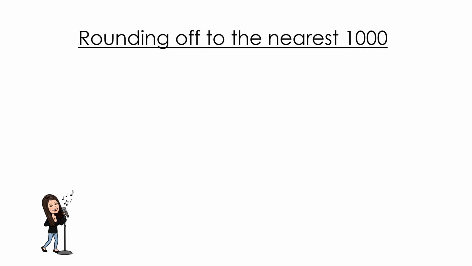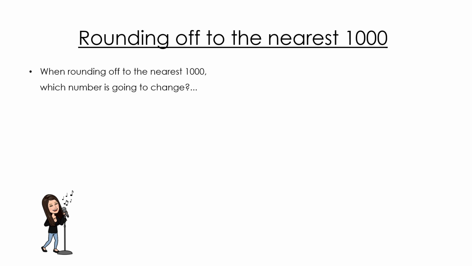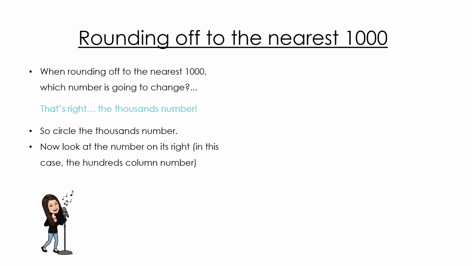Last one, rounding off to the nearest 1,000. When rounding off to the nearest 1,000, which number do you think is going to change? It's definitely the thousands number. So circle the thousands number, then look at the number on its right. In this case, it's going to be the hundreds column number.